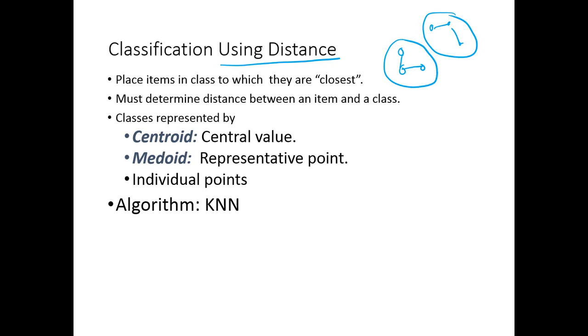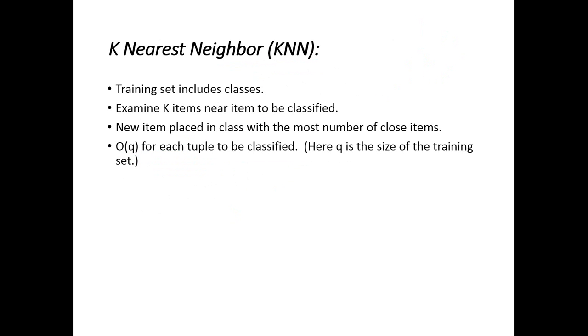Of course there are variations of it, which are going to be more complicated, but the simplest way would be pretty much the same as what we have done here. Classes could be represented by centroids, or what we call a central value, or medoid, which represents a particular group as a representative, or by individual points. We'll take the k nearest neighbor algorithm to understand. K nearest neighbor is just one algorithm which is also used for classification purposes.